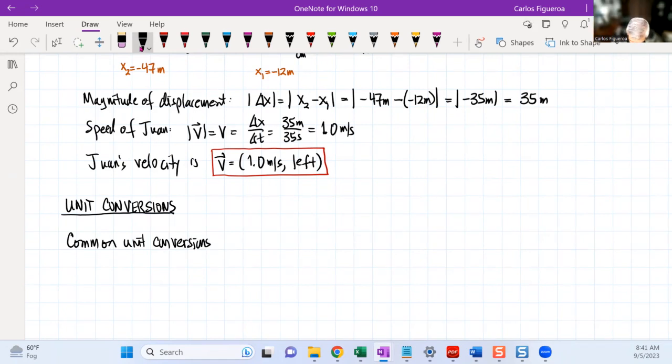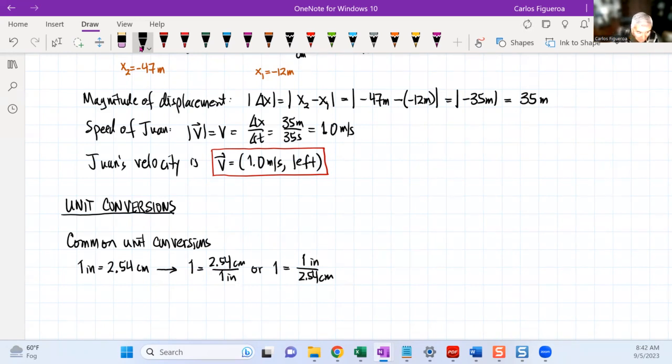One of the important ones in this course is that 1 inch is exactly 2.54 centimeters. In other words, I can write this as either 2.54 centimeters equals 1 inch, or I can also write this as 1 equals 1 inch to 2.54 centimeters. So the key is rewriting things into 1.